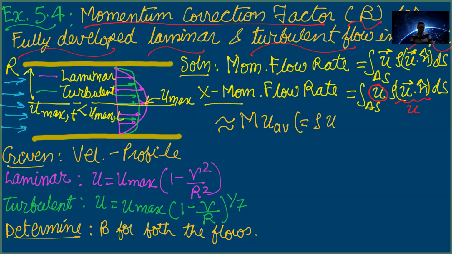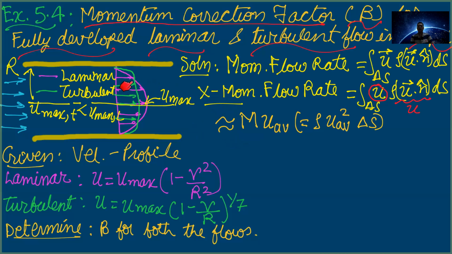Okay. Now there is an equal sign, and I will draw your attention that I am using an approximate sign. So this is an exact representation of the x momentum flow rate. The integral equation is an exact representation. The algebraic representation is an approximate representation. Note that. And what is the approximate representation?